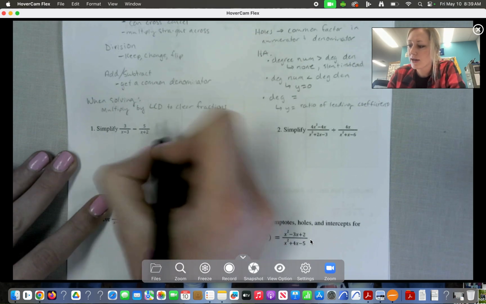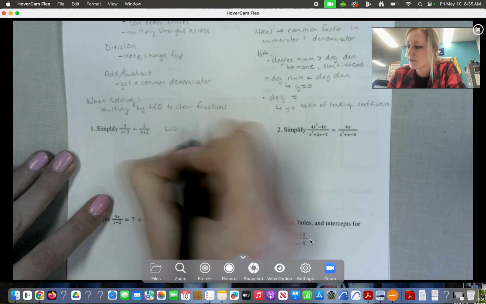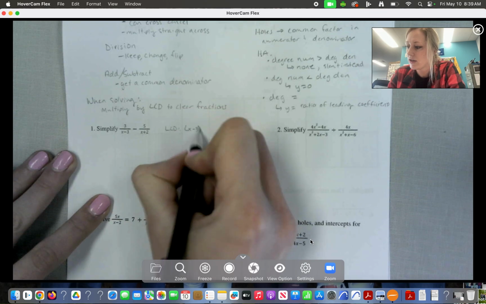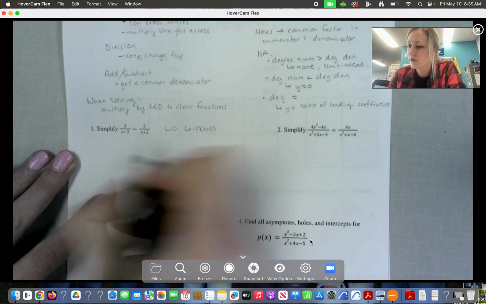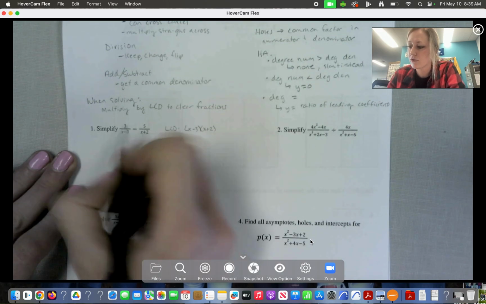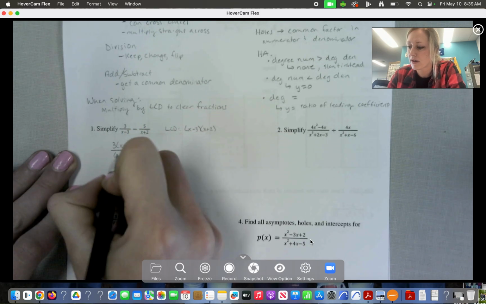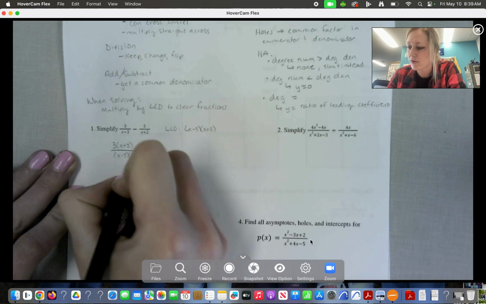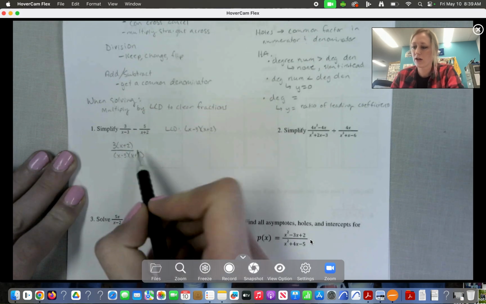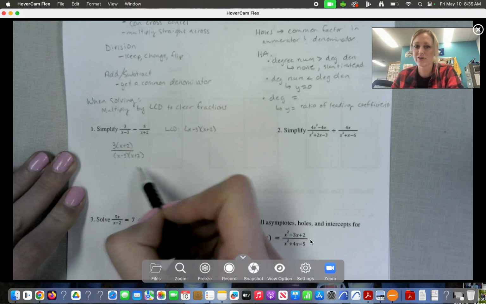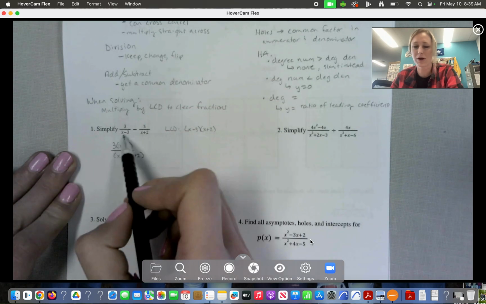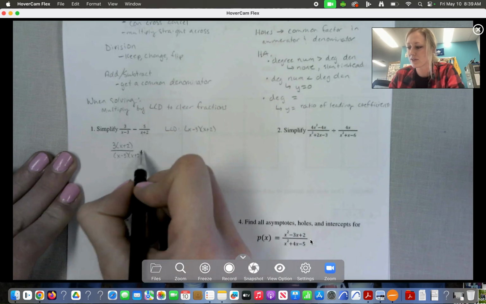So I want my common denominator to be x minus 3 and x plus 2. So this one already has the x minus 3. I need to multiply it by x plus 2. So we're multiplying the top and the bottom by x plus 2. Now, a lot of people see this and they're like, oh, I can cancel the x plus 2's. Don't do that. It gets you right back to where you started. You're going backwards if you do that.